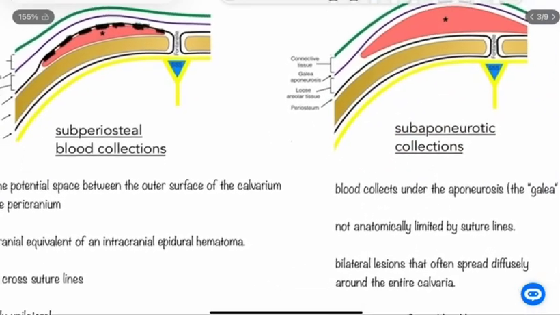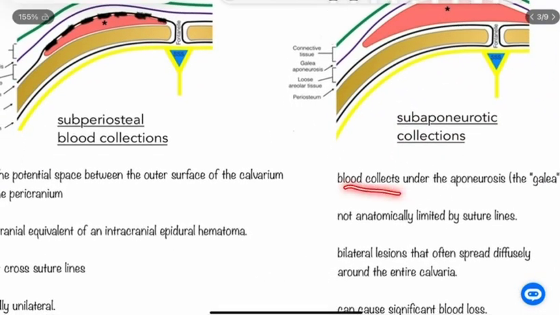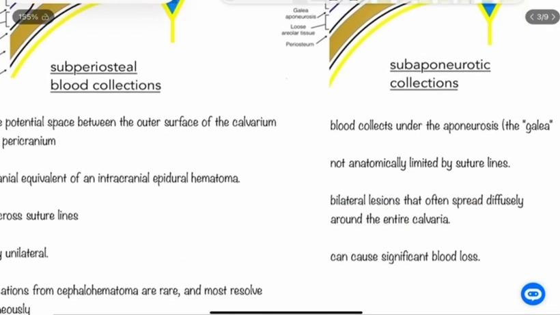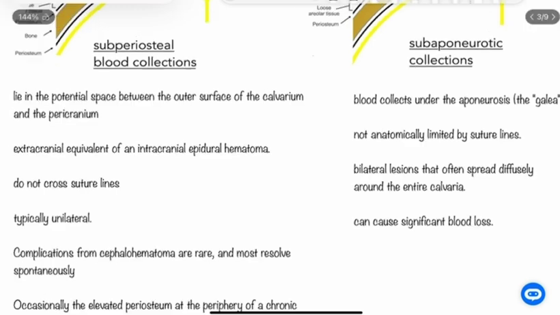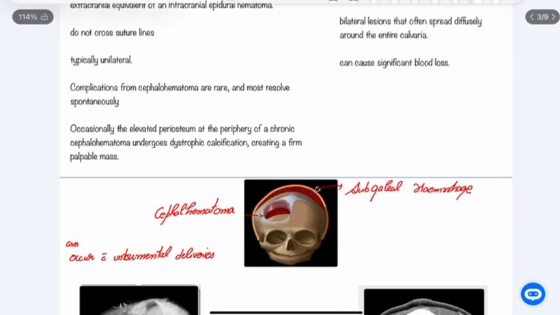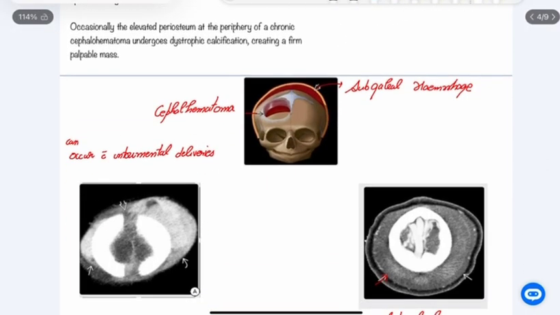So basically, subgaleal hemorrhage is when the blood collects under the aponeurosis, the galea. They are anatomically not limited by the sutures. Therefore, they are bilateral lesions which spread diffusely around the entire calvaria, and they cause significant blood loss, unlike cephalhematomas. In this image, the cephalhematoma and the subgaleal hemorrhage are clearly depicted. Cephalhematomas usually occur after an instrumental delivery.